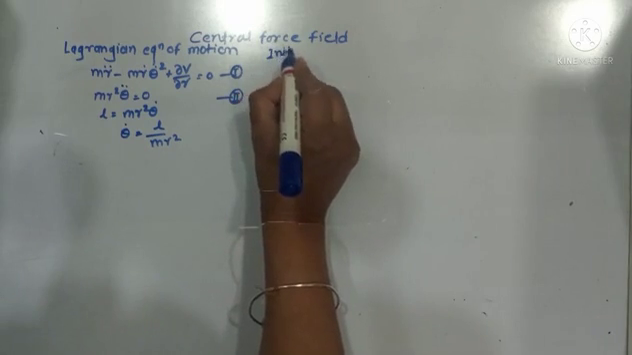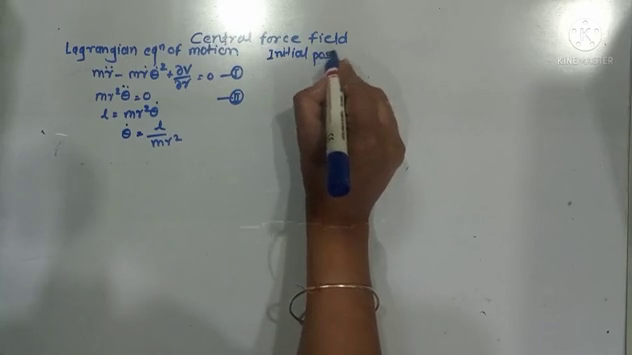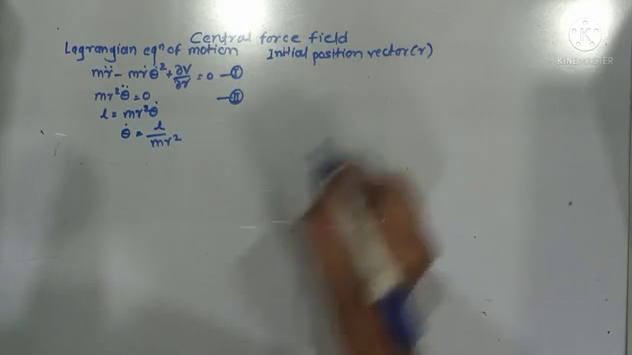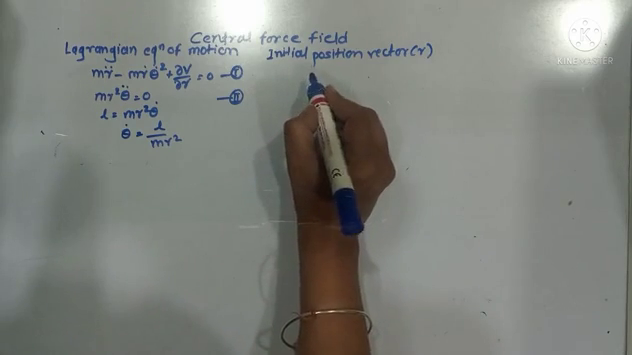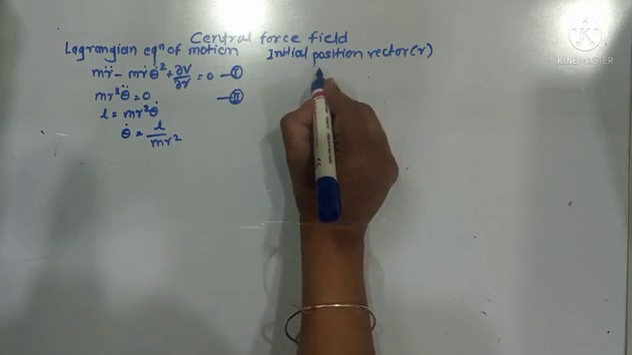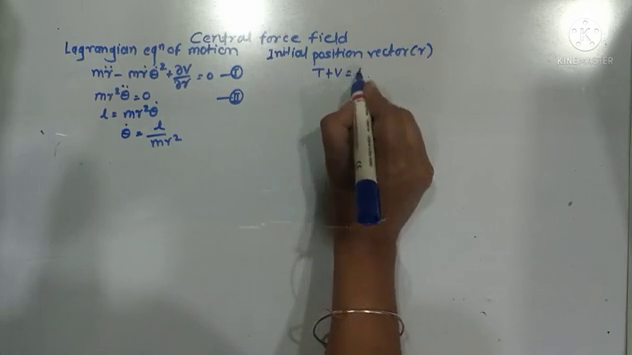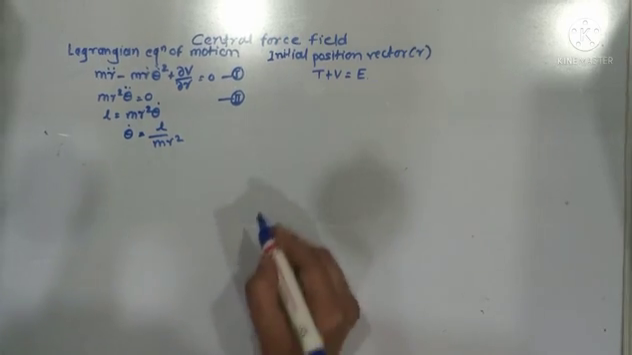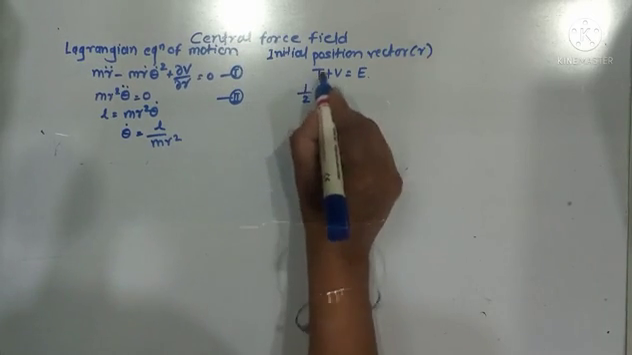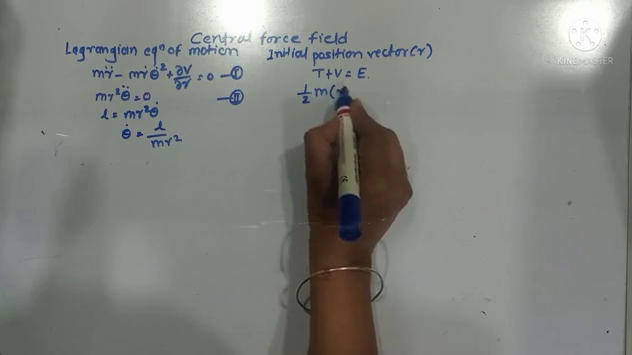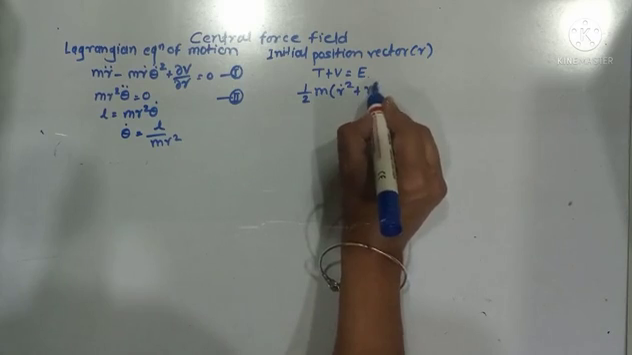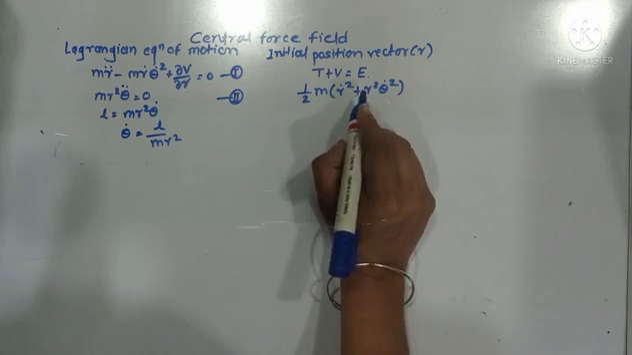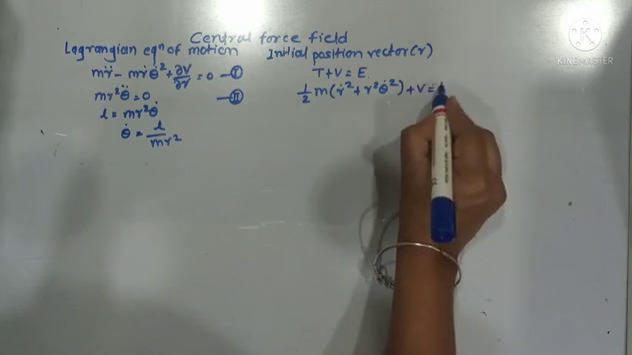Then by using the same equations, let us try to calculate the position vector r in a central force field. For that, let us write the equation T plus V is equal to E, where T is the kinetic energy, V is the potential energy, and E is the total energy of the system. We know that T is equal to 1/2 m (r dot square plus r square theta dot square), which we have already calculated in our previous lectures, plus V is equal to E.